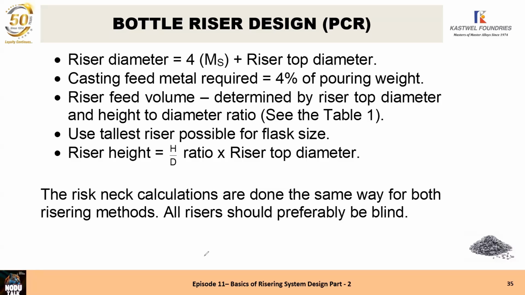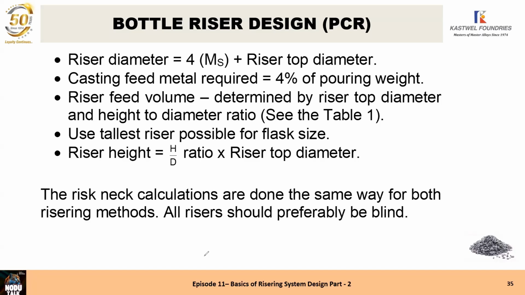Casting feed metal requirement 3 to 5%, average 4%, I use about 5%. Riser feed volume determined by the riser top diameter and height to diameter ratio in the table. Use tallest possible riser for the flask size. Riser height is H by D ratio multiplied by riser top diameter. The riser neck calculation, it should be riser. The riser neck calculations are done the same way for both risering methods.